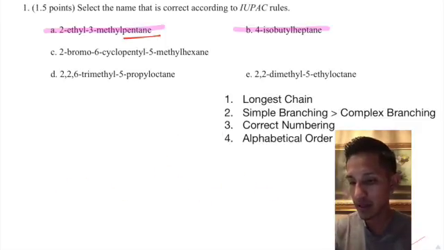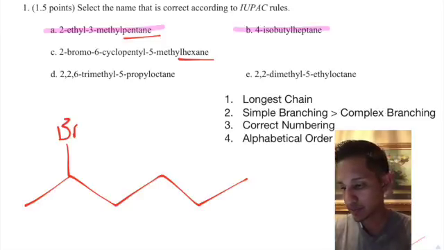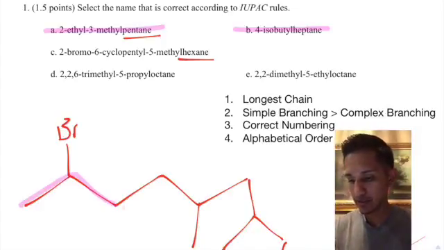Okay, 2 down. C, we want to draw the hexane first. Then 2-bromo, 6-cyclopentyl, and 5-methyl. Okay, so let's look for our longest chain, which is the hexane, so that's okay. No complex branches to deal with. Now let's look for the correct numbering. So here we had the bromine labeled at 2, the cyclopentyl at 6, and the methyl at 5.